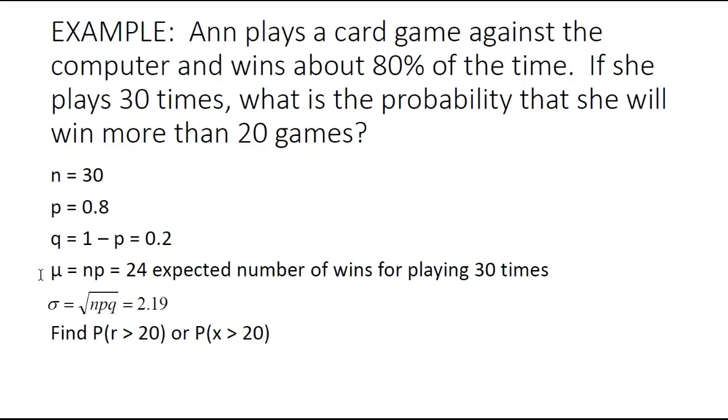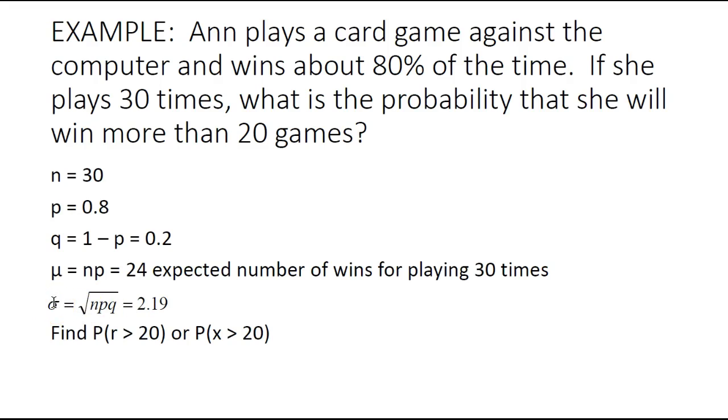Then some other things we need to find are the mean, or the expected value. So we take the number of trials times the probability of success, and if she's playing 30 games with an 80% chance of winning, that means she's expected to win 24 times. And the standard deviation, the square root of 30 times 0.8 times 0.2, in this case gives us 2.19. So these are all the variables that we need to work with.